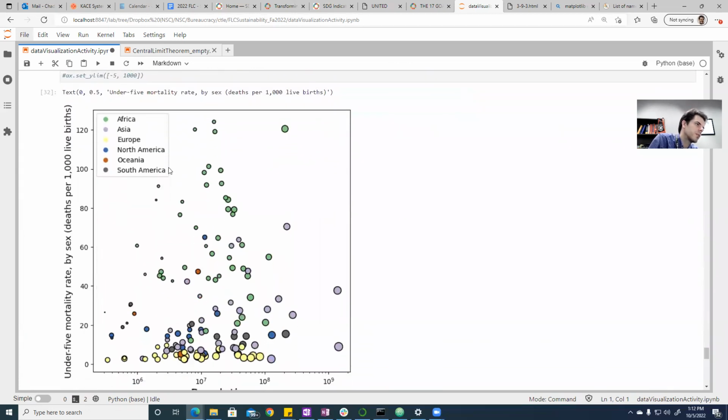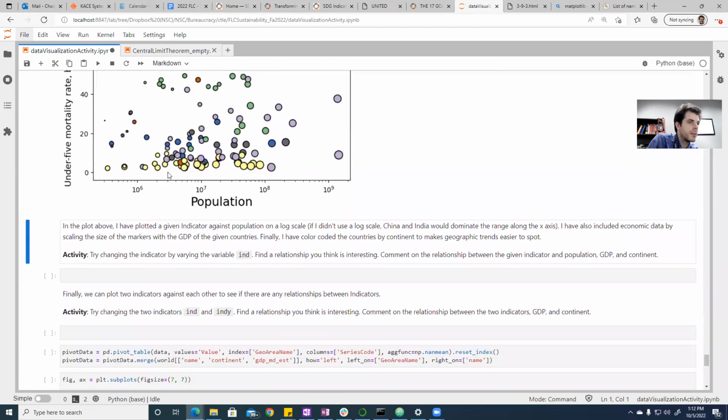So here we're looking at another indicator, under 5 mortality rate. See if you can find any interesting trends. Maybe you can find one that's related to population. Maybe you can't. So play with that. And I want you to comment on one of these, right? Try changing the indicator, find a relationship you think is interesting. That's one thing I want you to do.